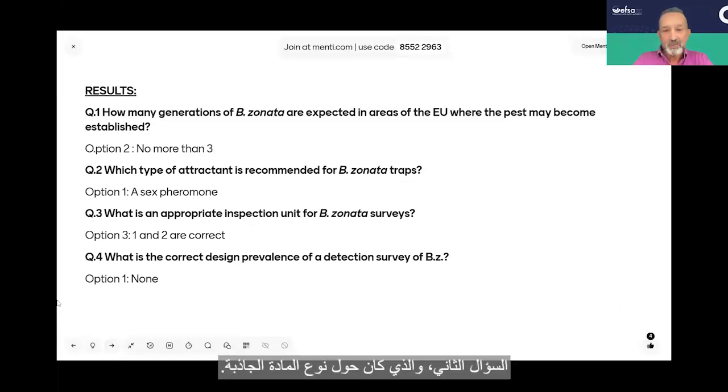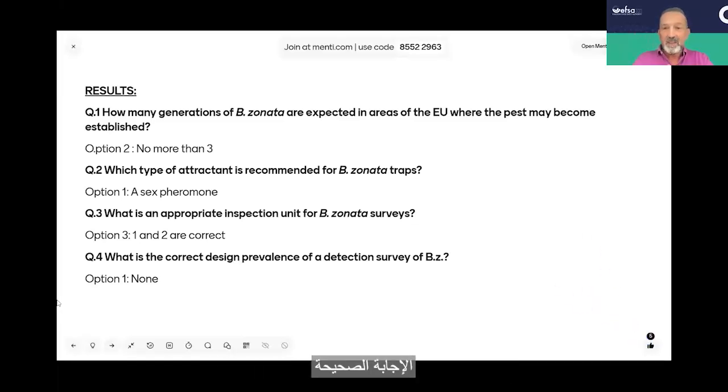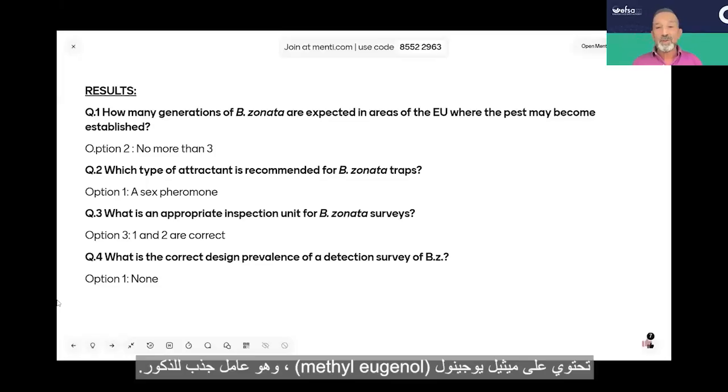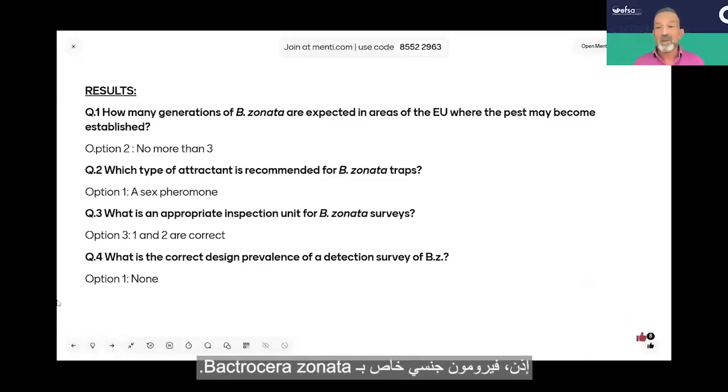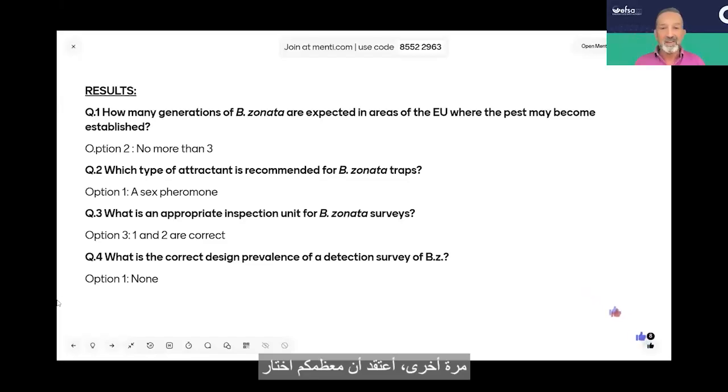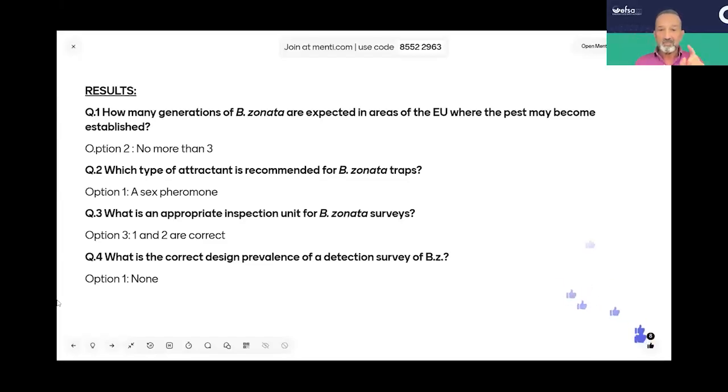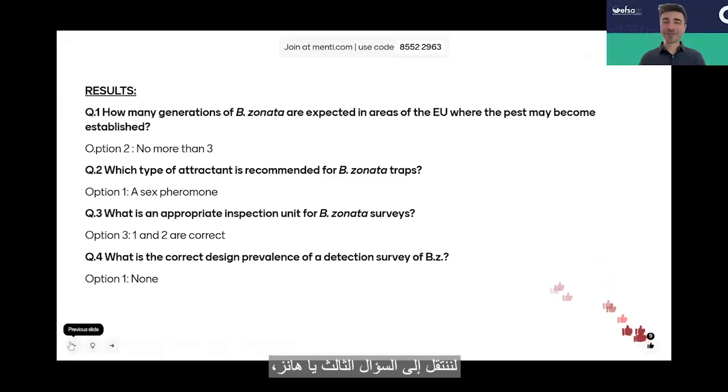Then the second question, which was about the type of attractant, the right answer was A, sex pheromone, because the traps contain methyl eugenol, which is a male attractant, so a sex pheromone, which is specific to Bactrocera. And again, I think that most of you chose the right answer. So let's go for question 3, Hans.